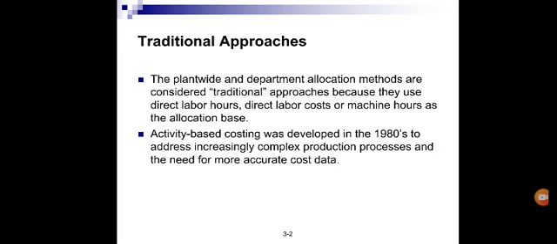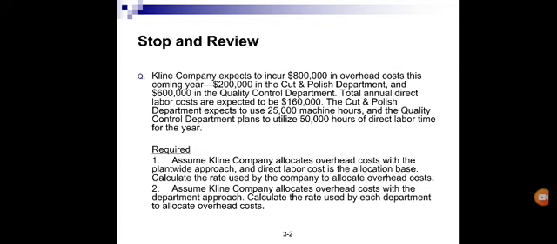So ABC system is a newer and supposed to be a better costing system. Okay, ABC system was developed in the 1980s, so it is still new compared to the traditional costing system. Just to refresh your memory about the traditional costing system, let's see this sample situation or scenario.